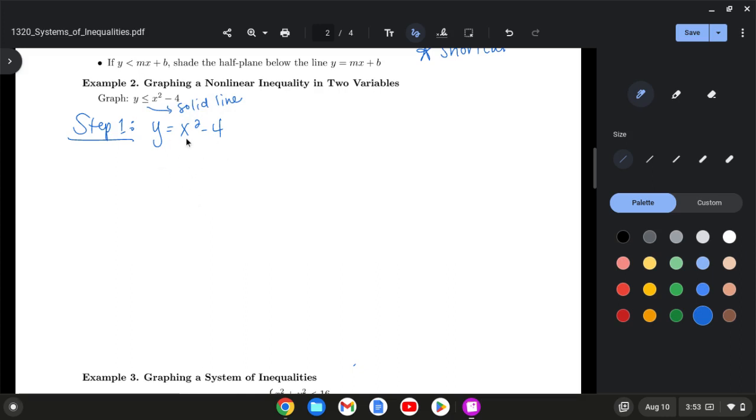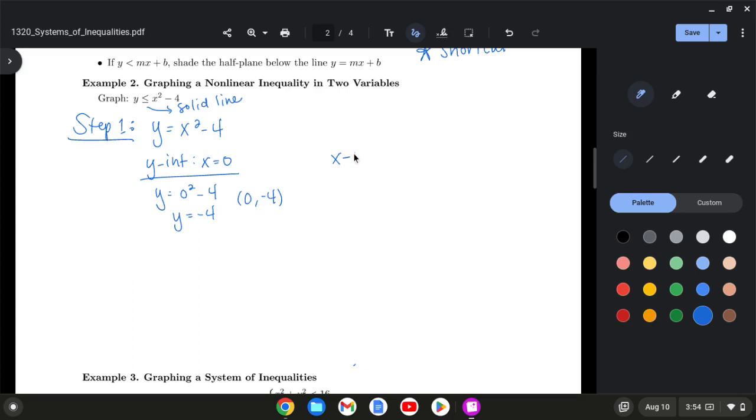All right, so let's go ahead and just find our intercepts here. So same thing, let's find the y-intercept. So we have to have x equaling 0. So we have y equals 0 squared minus 4. So 0 squared is just 0, so we have negative 4 on the right-hand side. So here we have an intercept at the point 0, negative 4.